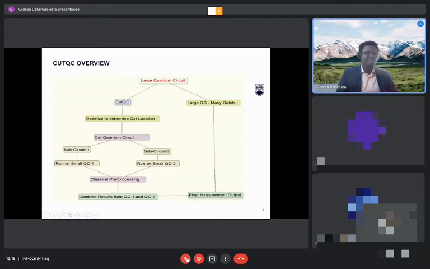And hopefully, our goal is to make sure that the result we get afterwards is approximately equal to the result that we would get if we had a large quantum computer that is capable of running this quantum circuit without having to cut it. So that is what we set out to do in this tutorial.